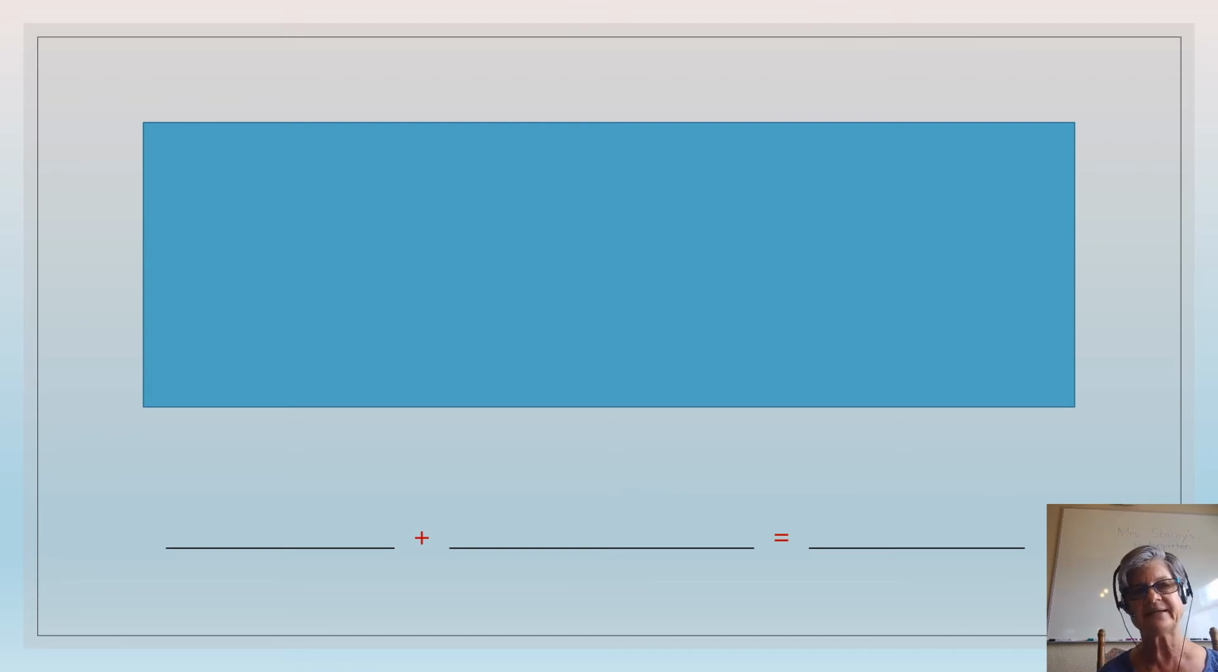So I start off with a rectangle, and I have lines at the bottom. I have a blank line plus a blank line equals a blank line. This time, I'm going to write the number 1 on the first line. It says 1 plus blank equals 3. So that means 1 plus how many equals 3? Now, I look at the end number. The end number is 3, isn't it?